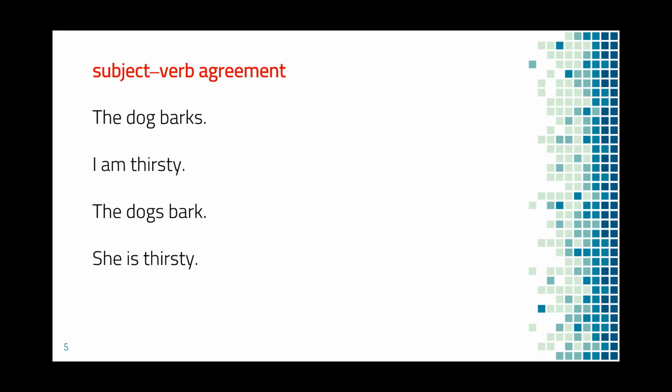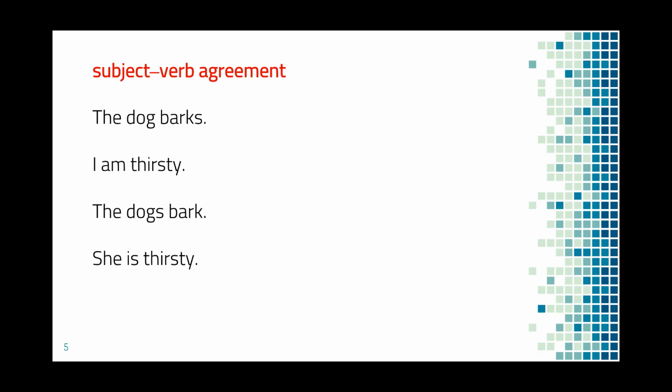The dog barks. Now, the dog, this is the subject, and it's singular. Therefore, we added the third singular S to the verb bark. The same thing applies to the other example, I am thirsty. I is a pronoun, it is the subject, and am is the main verb. And there is a subject-verb agreement between I and am.